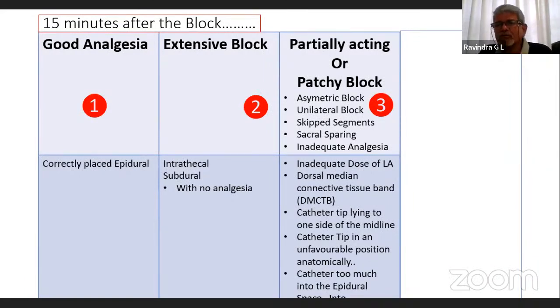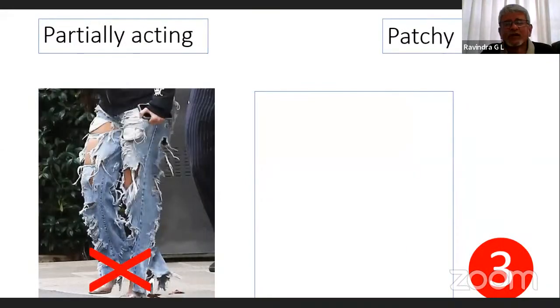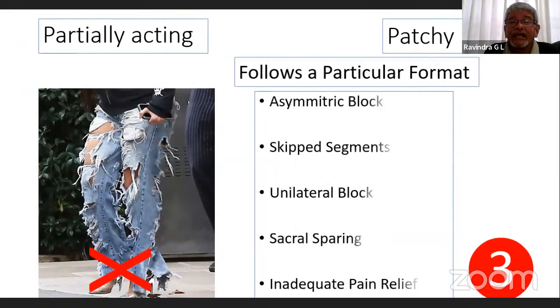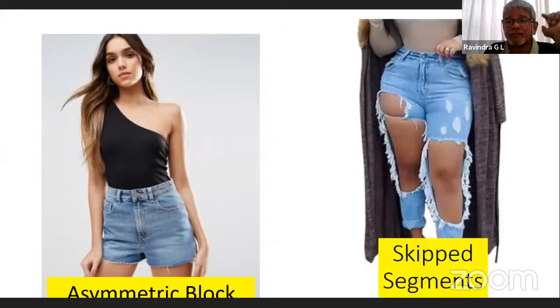Now, let's go a little in detail on this. Patchy block does not mean, like in patches, acted here, there. No, it's not like that. Usually, a partial blockade follows a particular pattern. Number one is an asymmetric block, in which the block on one side is excellent, and on the other side the block level is less. The other side is not properly completely covered. This is an asymmetric block.